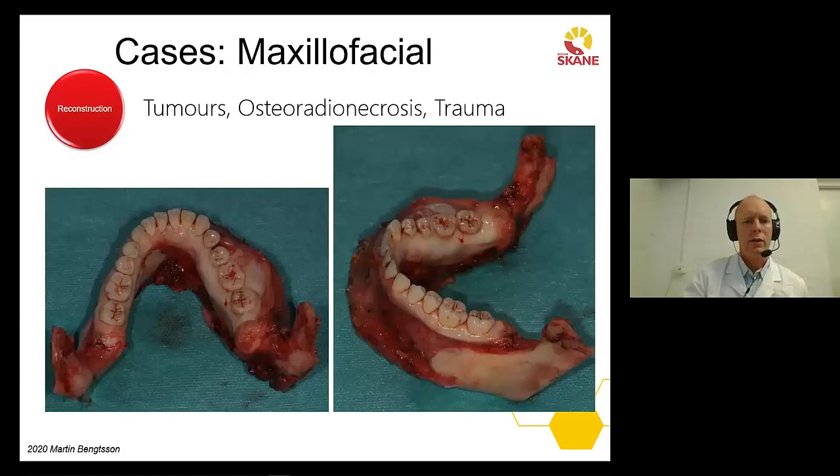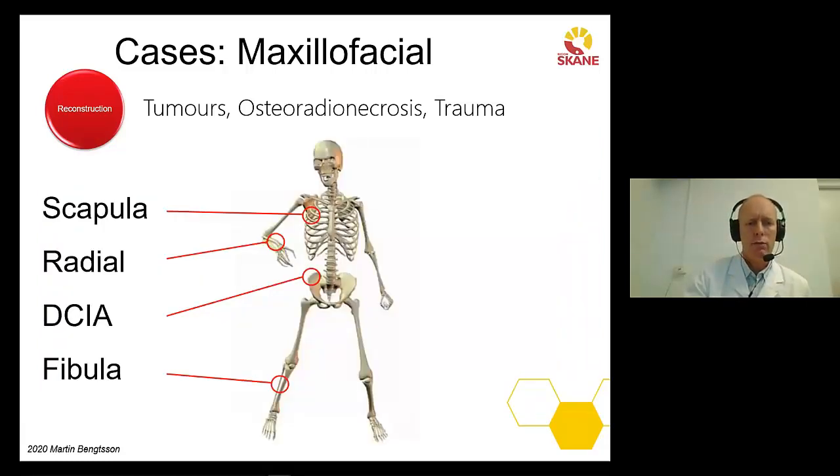So then we need to reconstruct, and our golden standard reconstruction method is to take tissues from other parts of the patient's body. And for having bony reconstruction, we can take from the lower leg, that's the fibula. We can take from the hip, that's the DCIA. We can take from the forearm, and that's the radial. And we can take from a bone connected to the shoulder, and that's the scapula. We choose the harvesting region depending on what we want to achieve when we reconstruct.